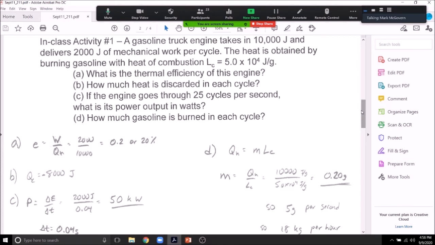What is the heat discarded? I put it as negative 8,000 joules. If you just said 8,000 joules, it's acceptable. The negative is not that important.